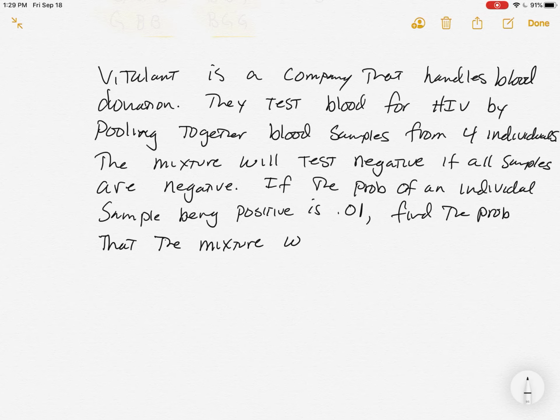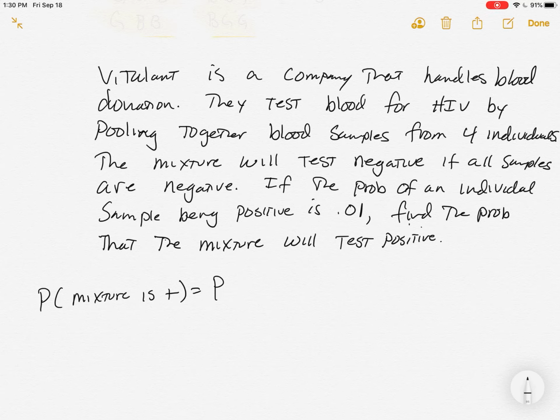And so here's where we think, and this is the intent of this course, is really to get you to think and apply knowledge. So what we have to think about here is what's being said. Let's go straight to the question. The probability that the mixture is positive, right? Test positive. Well, how is that mixture going to test positive? They don't tell us directly, but they kind of tell us. They tell us that it's going to test negative if everybody's negative. So what if one of the four is not negative? Well, then it's going to test positive. If two of the four are not negative, then it's going to test positive. If three of the four, and so forth.